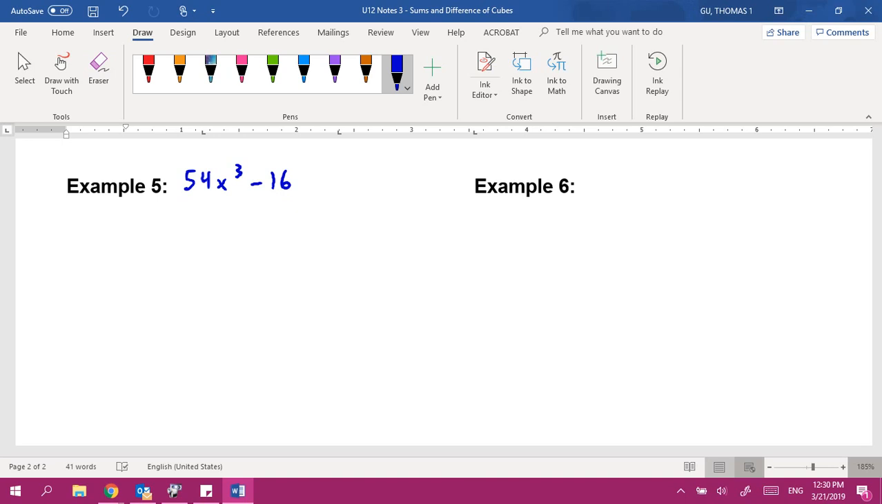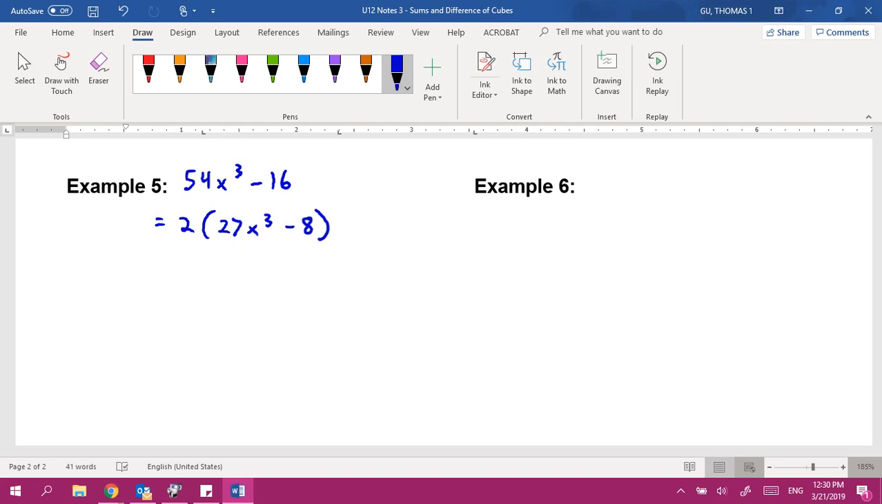So what do you always do first when you're factoring? That's right, you check for the greatest common factor. And what's the greatest common factor between these two terms? 2. If I factor out a 2, what's left? Not quite. 27x cubed minus 8. And so look at that. Once you've factored out your GCF of 2, now both terms are perfect cubes.